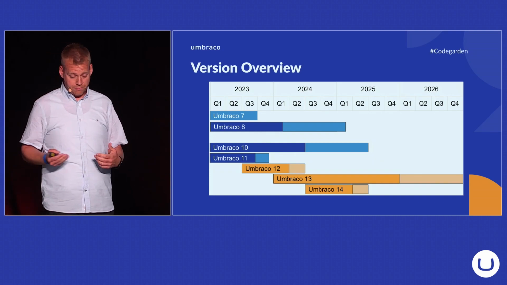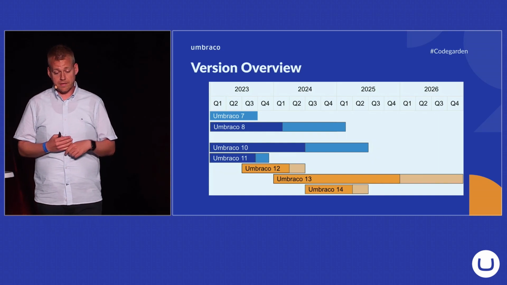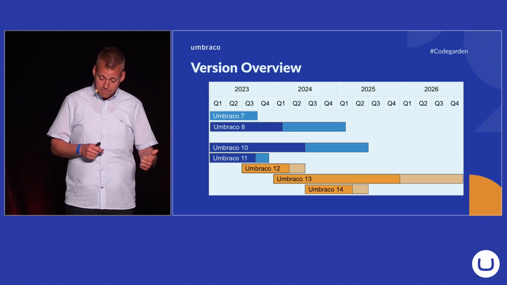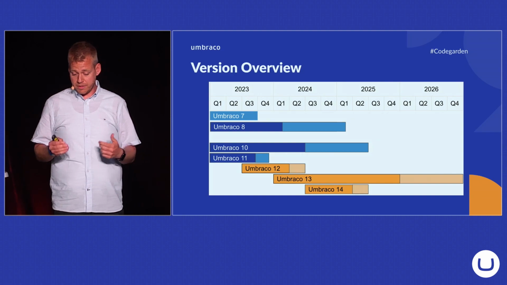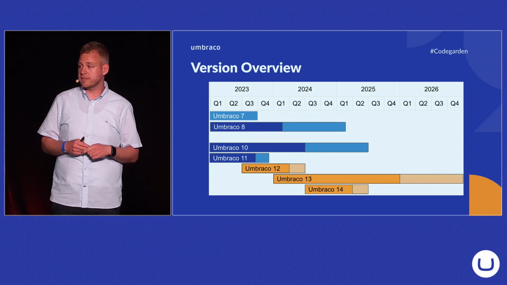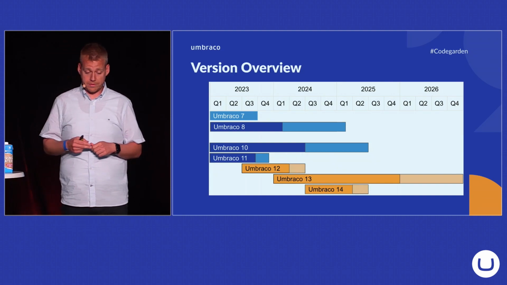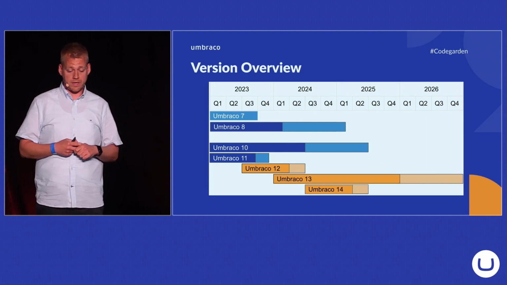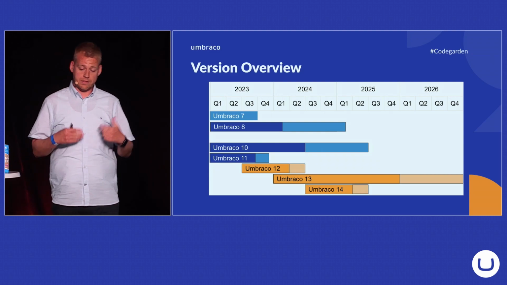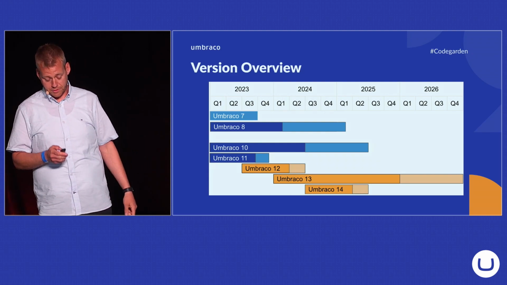And then 13, long-term supported again, goes out in December this year, with 6 months of active development, 18 months for bug fixes, and 12 months for security fixes. And finally, Umbraco 14, standard support again, with 6 months of active development, 3 months of bug fixes, and 3 months of security.